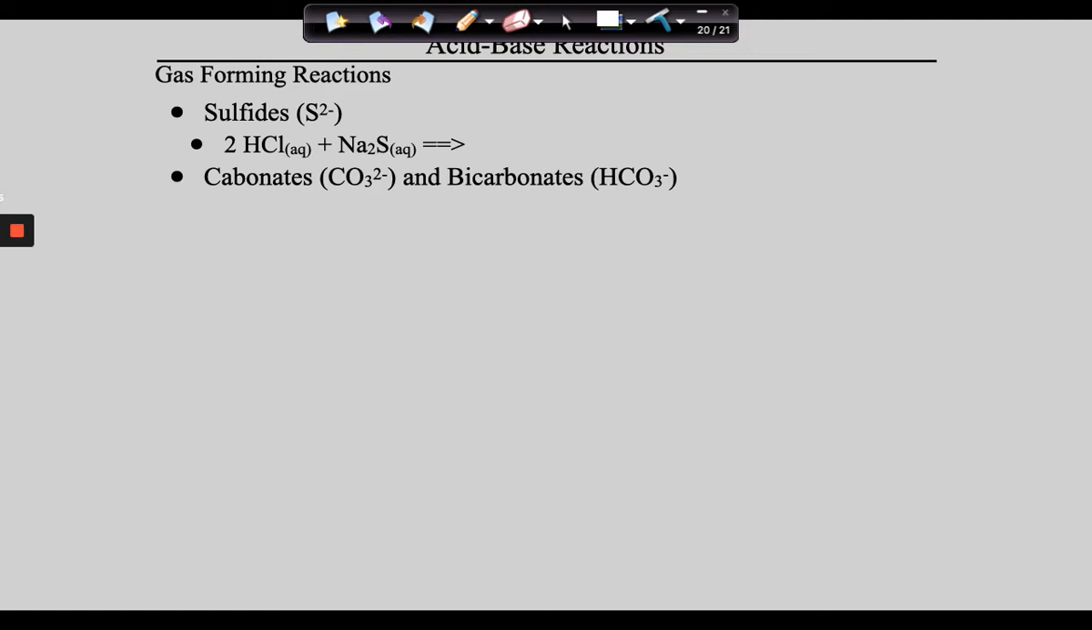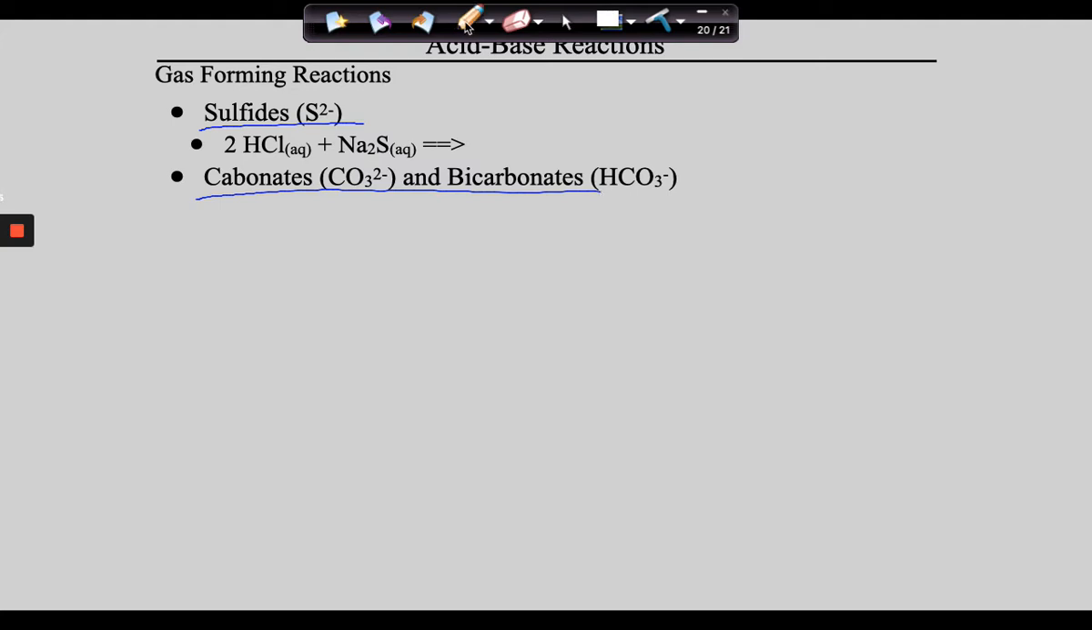Now guys, here's the deal. Maddie asked the question, how are we supposed to know when it makes a gas? This is what you're looking for. Sulfides, carbonates, or bicarbonates. If you have those things reacting with acids, it will make a gas. If it's a sulfide, it's hydrogen sulfide. If it's a carbonate or a bicarbonate, it's different, and we're going to do one together.